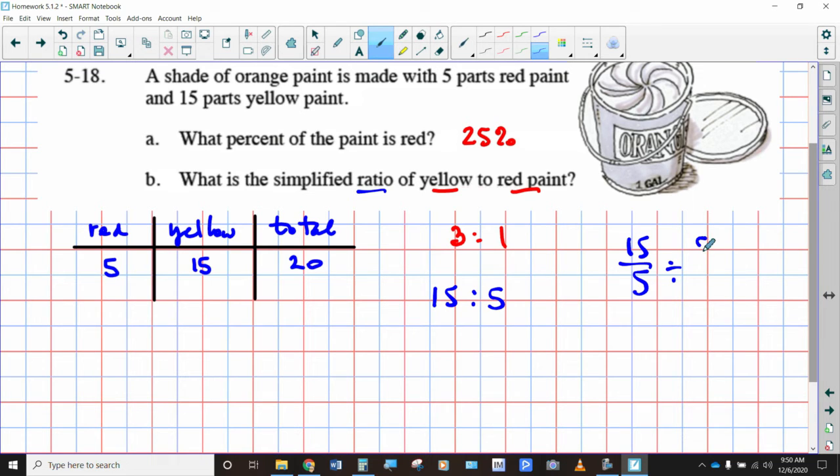Look for a common factor. And so 3 over 1, 3 corresponds to the yellow and the 1 corresponds to the red. A 3 to 1 ratio would be the ratio of yellow to red paint. Now, if you said yellow to total, it would be a 3 to 4 ratio. If it was red to total, it would be a 1 to 4 ratio. But this is yellow to red, so we're going to take the yellow quantity and the red quantity and simplify it.